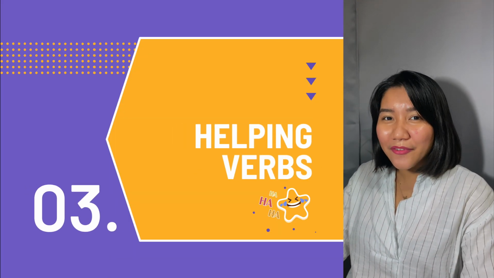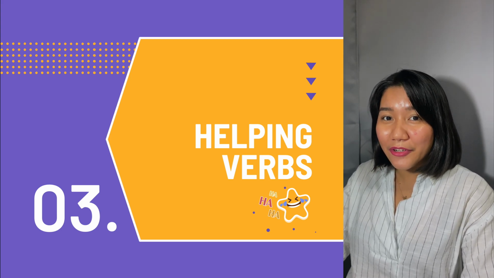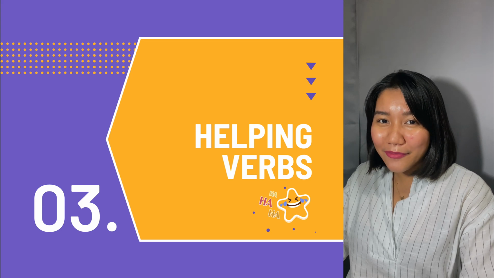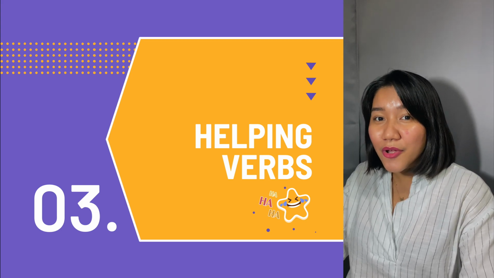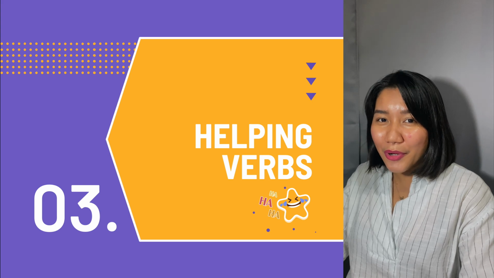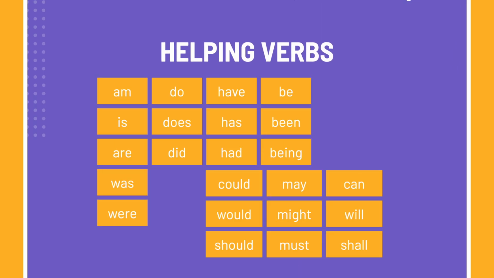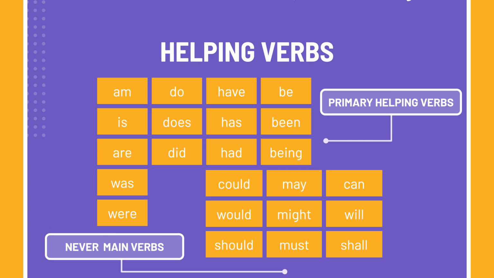Lastly, we have helping verbs. Helping verbs are sometimes called auxiliary verbs. Helping verbs are used to support the main verb, whether action or linking, in telling when something occurs in time and setting the mood or tone. The primary helping verbs are the different forms of the verbs be, do, and have. The following words are always helping verbs. They never function as main verbs.